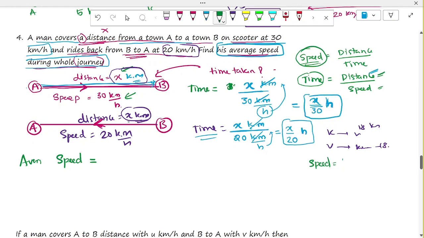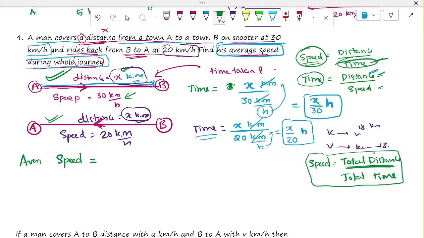In this case we do not know the distance, but we have considered the distance as x. But before going there, since there are two different distances, from A to B and B to A, we need to consider total distance divided by total time. So speed will be equal to total distance divided by total time, because there are two different scenarios and each scenario has its own distance and time.